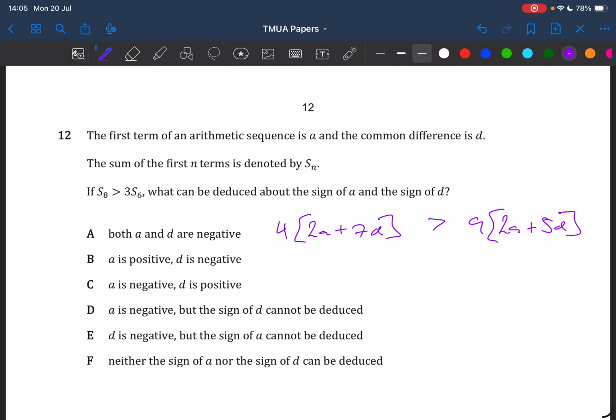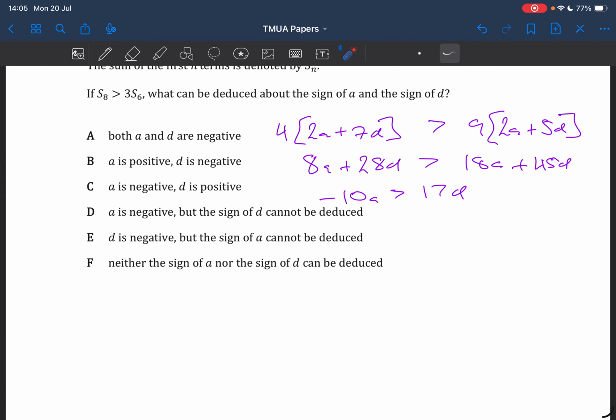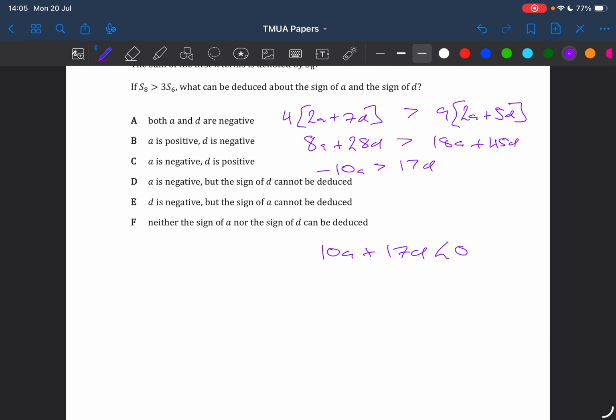So let's expand these brackets. What do we have? I've got 8 a's, I've got another 28 d's. I've got 18 a's, and I've got 45 d's. So what I can do is have minus 10 a's is bigger than 17 d's. This then, we want to see what signs we can make. Let's just plot this out. What does this tell us? If we move this all to one side, we know that 10a plus 17d is less than 0.